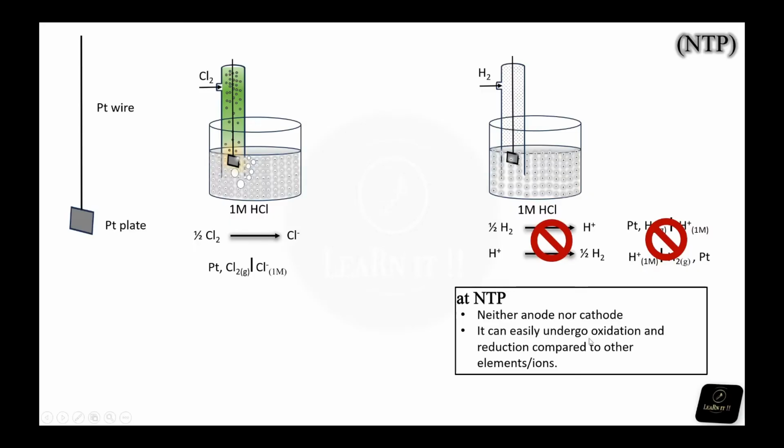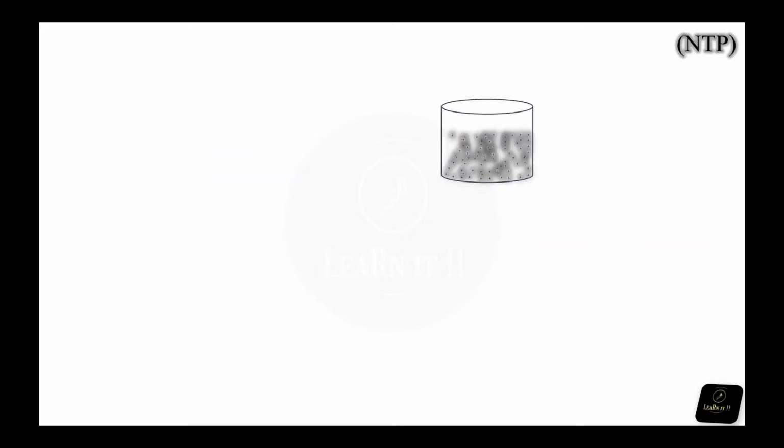And we know that hydrogen can easily undergo oxidation into H plus ion, or H plus ions can become hydrogen. We use this standard hydrogen electrode as a reference electrode. Reference electrode means we use the standard hydrogen electrode for measuring the potential of other electrodes. So let us see with an example.